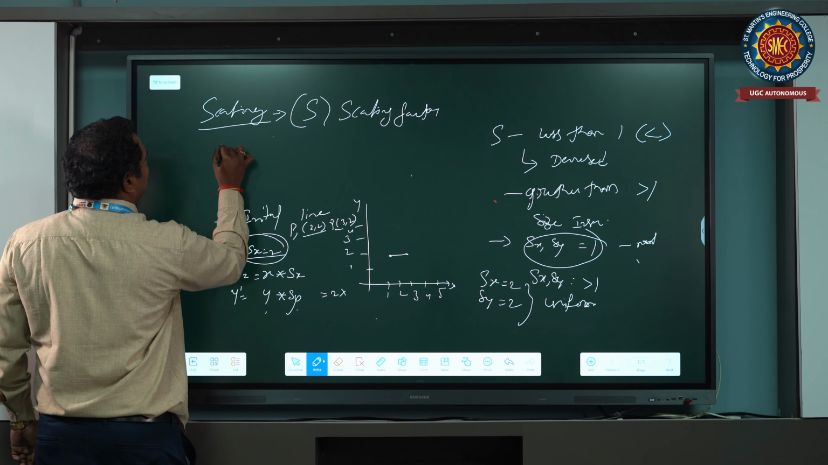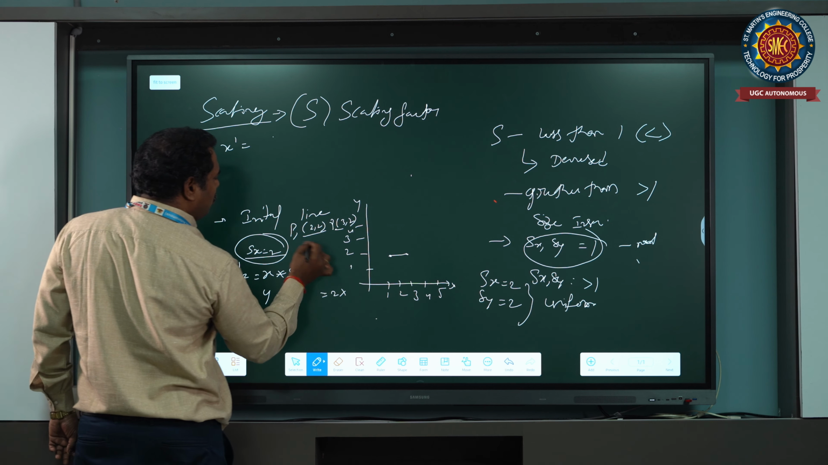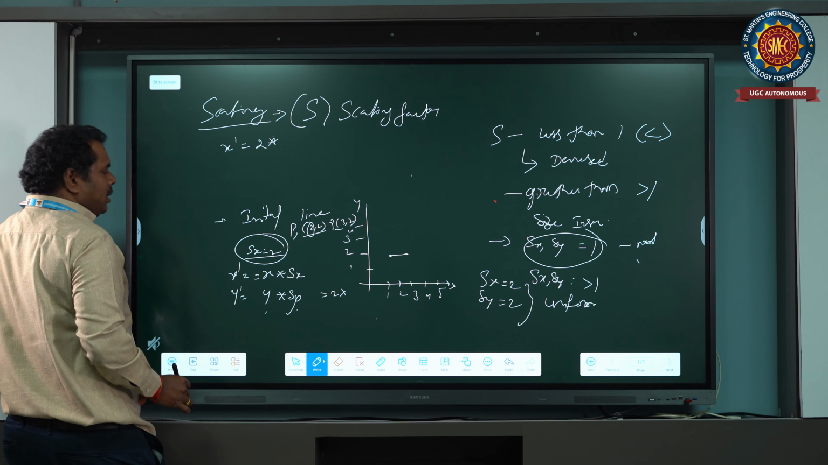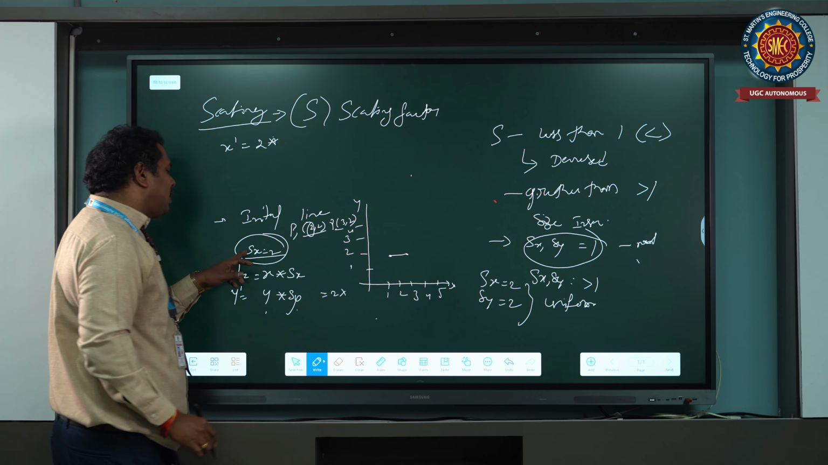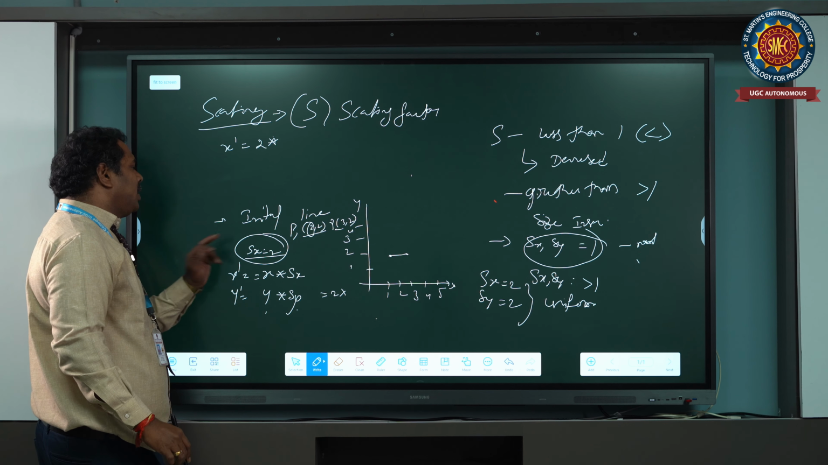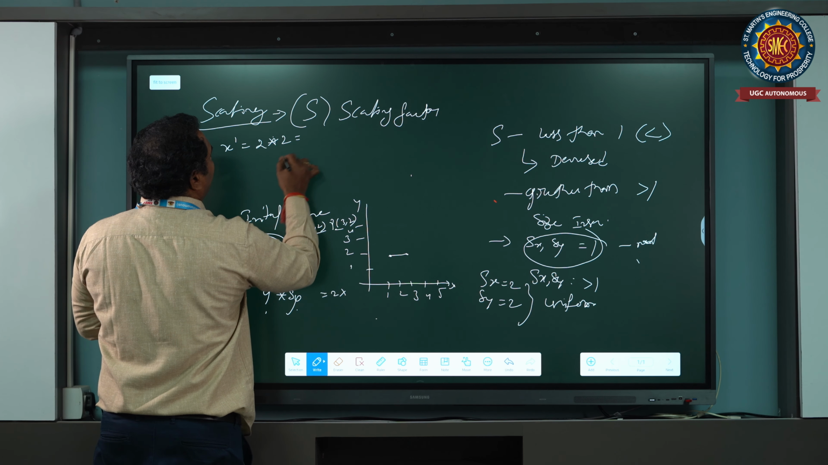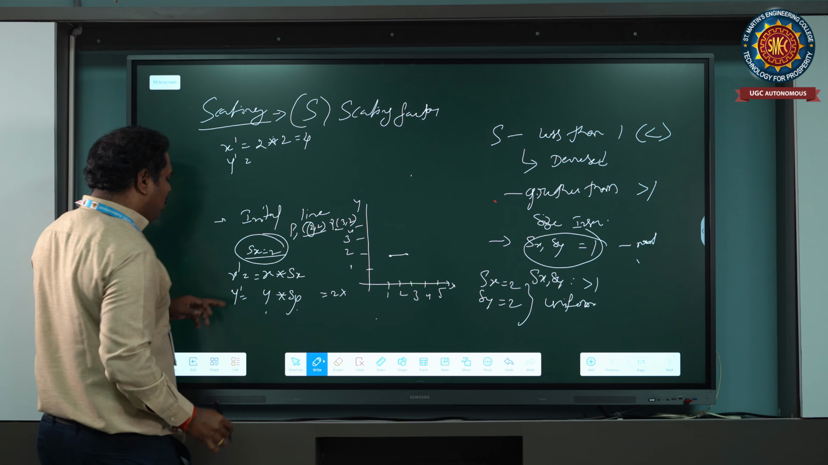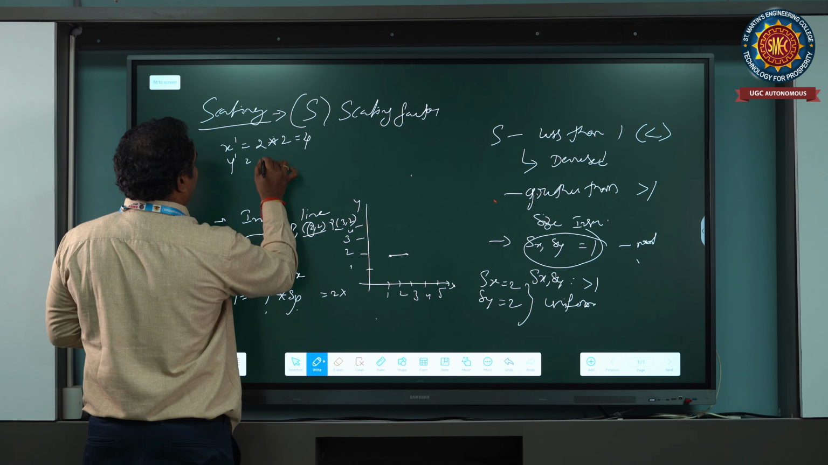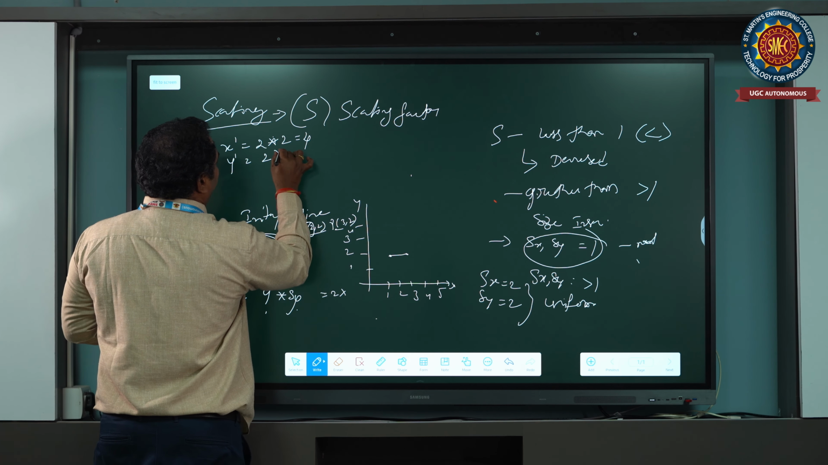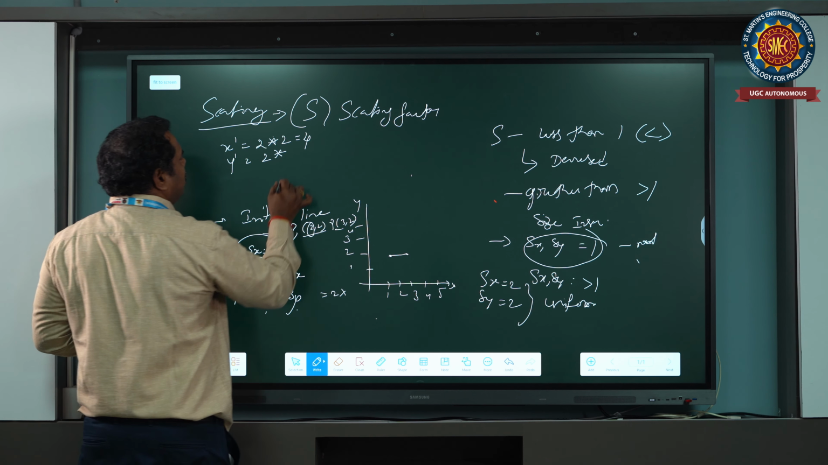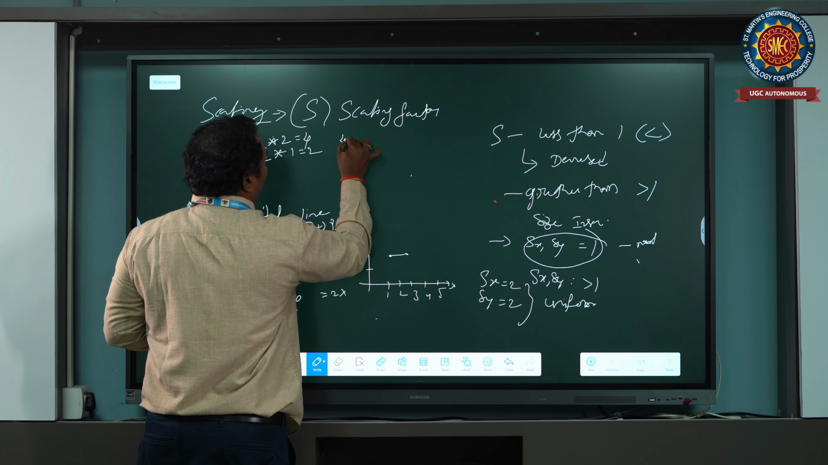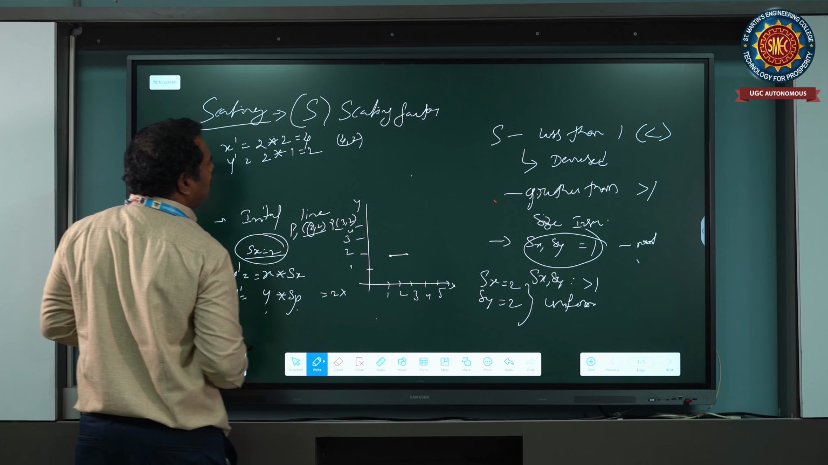x bar equals the x value of point P1, which is 2, into the scaling factor Sx, which is 2. Then it is going to be 4. And y bar equals y into Sy. The y value is 2, and since I am not giving any Sy value, you take it as 1, so 2. The new point is 4, 2 only.